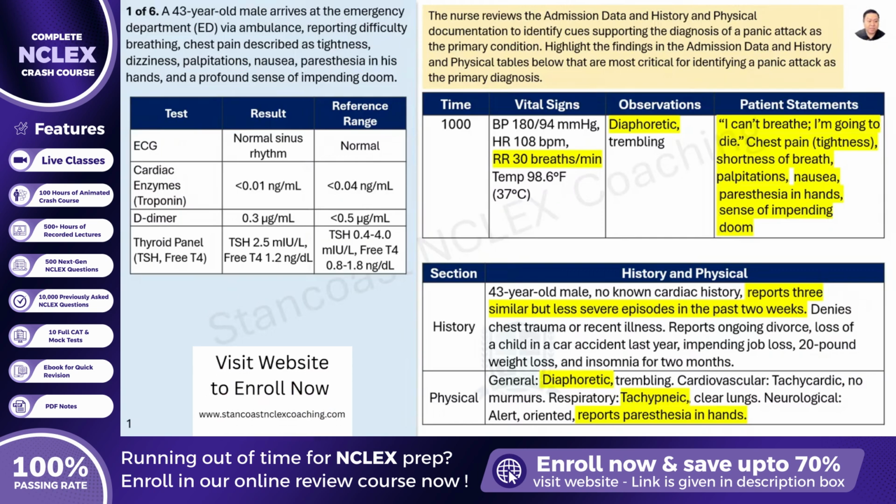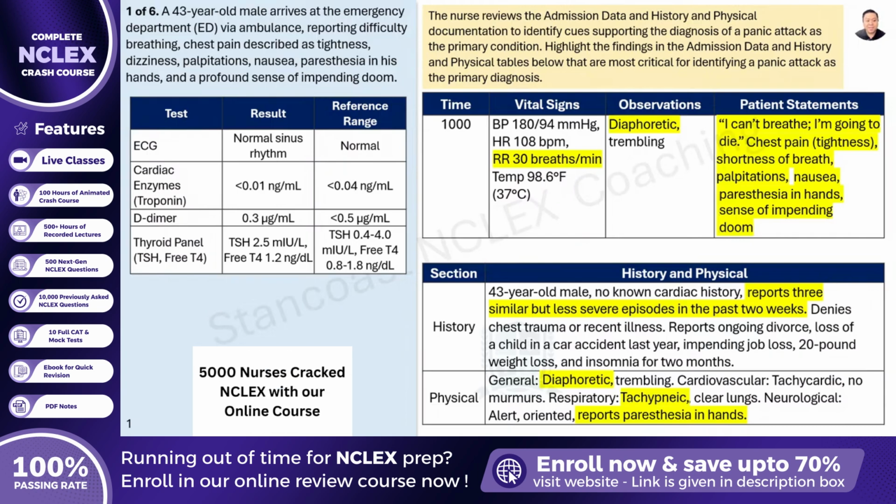Now, looking into the heart rate of 108 beats per minute, again, this is tachycardia, and it's physiologically consistent with panic, but it's not as helpful diagnostically as palpitations, which are part of the DSM-5. And many patients may have a higher heart rate for other reasons. It could be from fever, infection or dehydration. Even though it's part of the clinical picture, it's not a primary cue for the diagnosis.